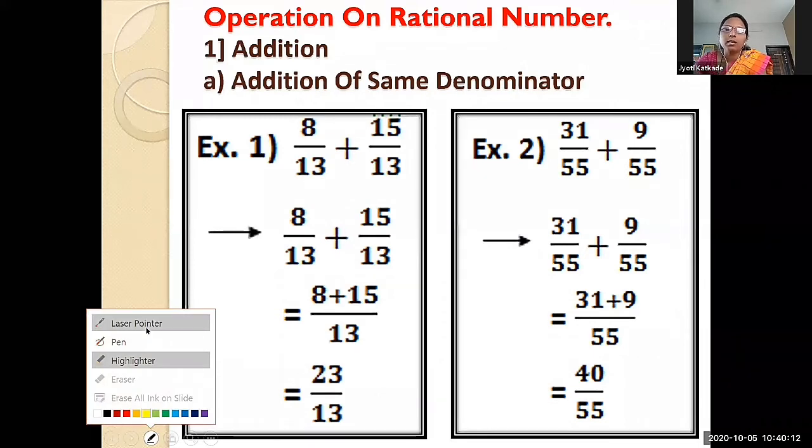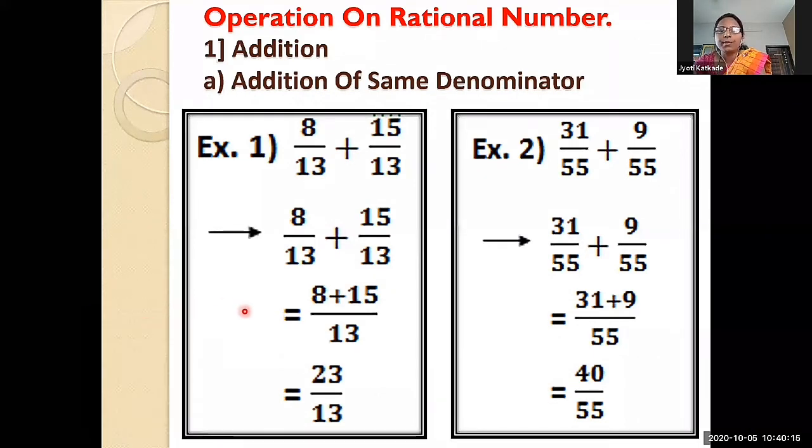8 plus 15 divided by 13. 8 plus 15 we get 23 divided by 13. Now, second example, 31 divided by 55 plus 9 divided by 55. Now see, the denominator in the given example is the same, so add numerator with numerator. In the first number, 31 is the numerator, and in the second, 9 is the numerator. Now add numerator values, 31 plus 9 divided by 55. Now we get 31 plus 9, 40 divided by 55. I think all of you got it.